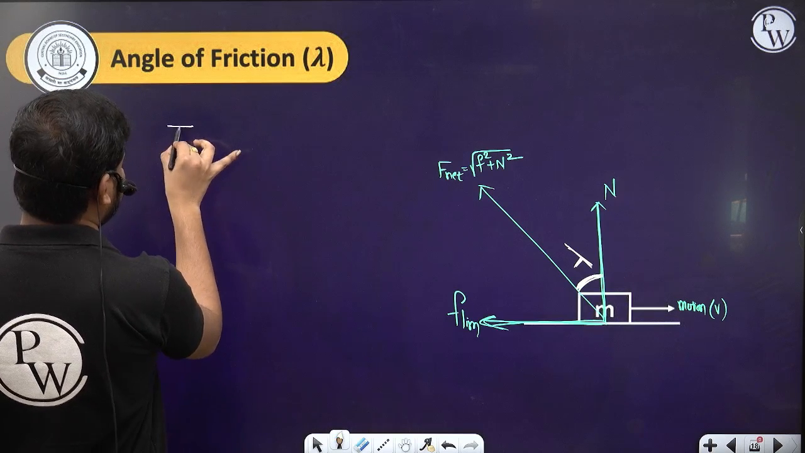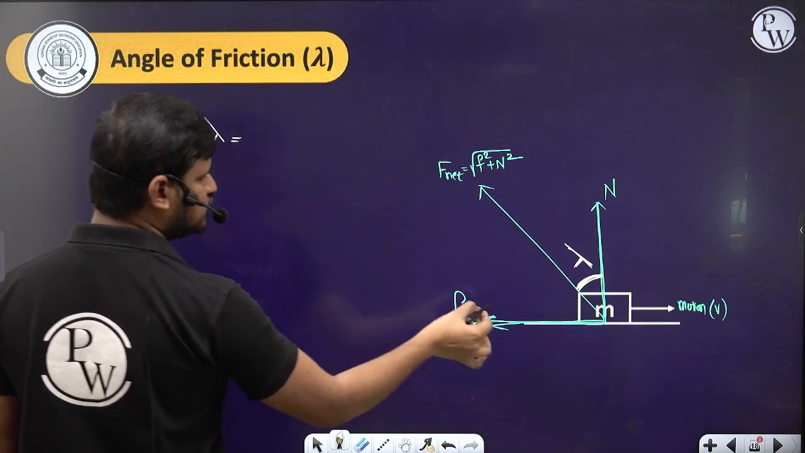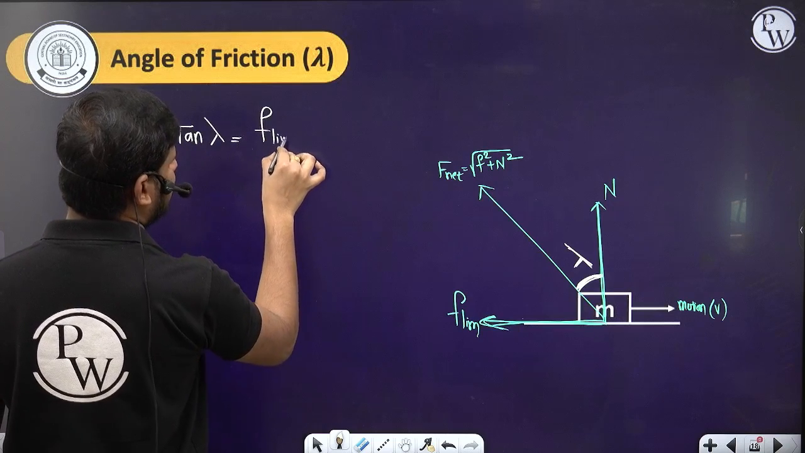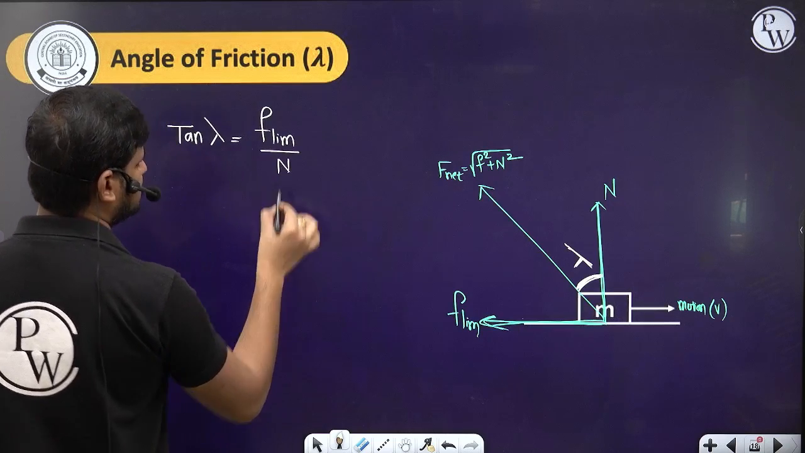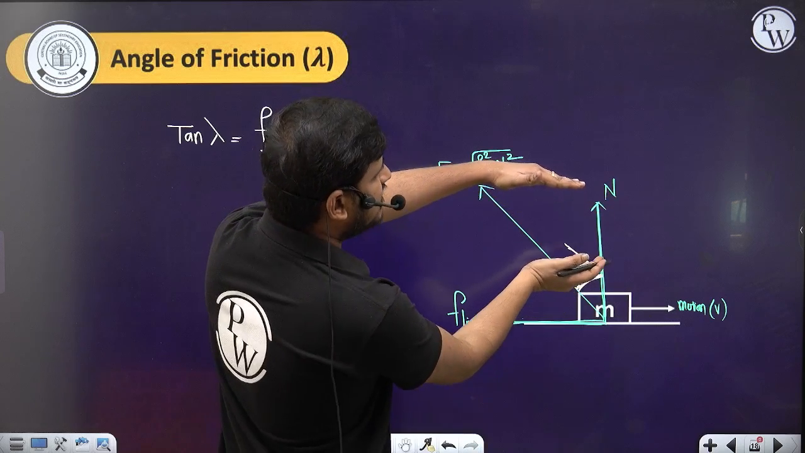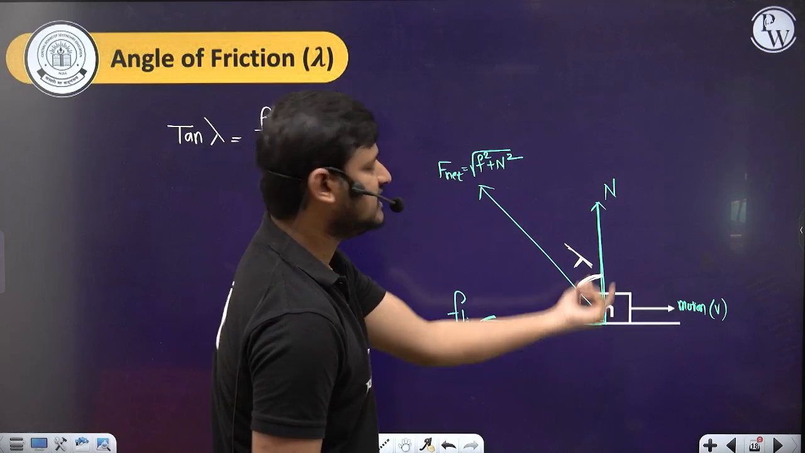So in this particular triangle, shall I take tan lambda equals to... parallel shift this vector to the upside, F limiting by N. Yes or no? Just parallel shift this side. So tan lambda is nothing but opposite by adjacent. Opposite is F limiting here, adjacent is N.